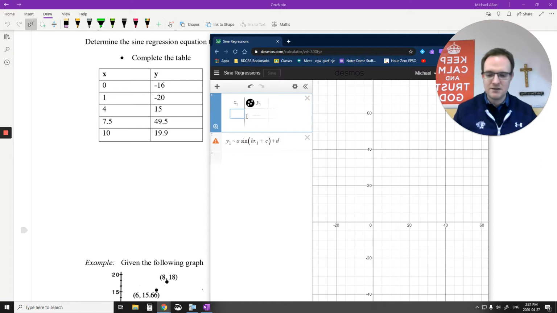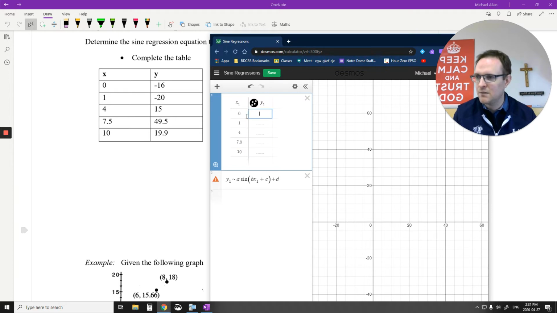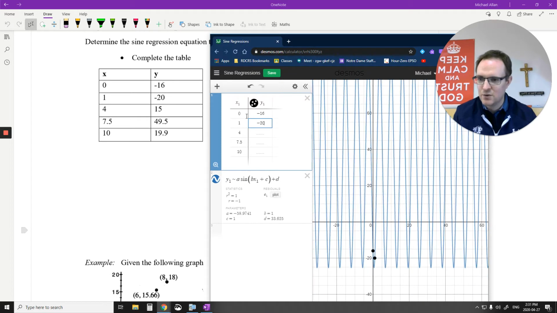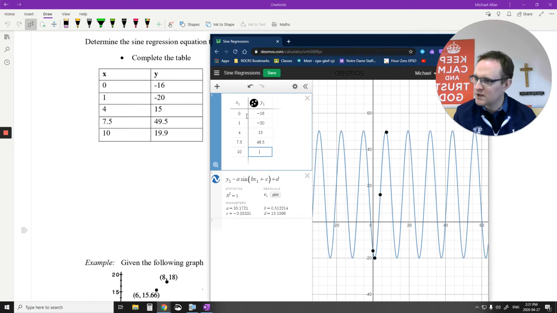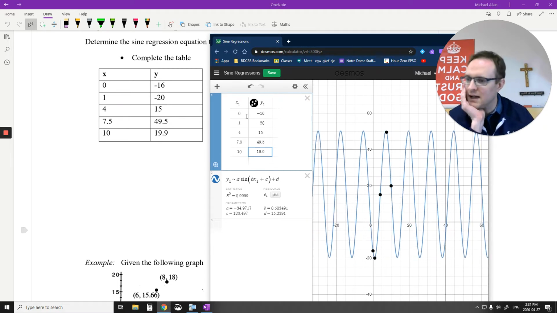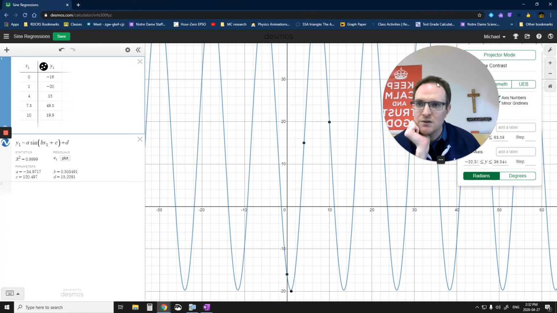So my chart says 0, 1, 4, 7.5, and 10 for the x values. Negative 16. Okay, it's starting up already. It looks kind of weird. Negative 20. Okay, it's looking stranger. Let's go to 15, okay, looking better. 49.5, looking pretty good. And 19.59, sorry. Okay, so it's a really good R squared value here, 0.9999, because remember you want to get that pretty close to 1. So there's your A, B, C's, and D's. I just want to make sure I'm in the right mode. I'm in radian mode, so it looks pretty good.